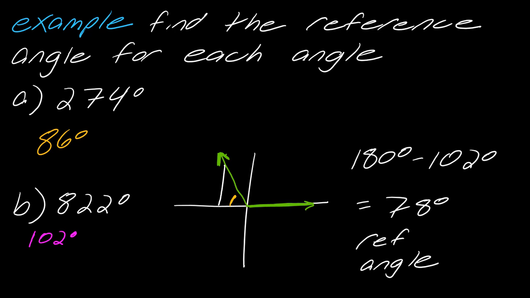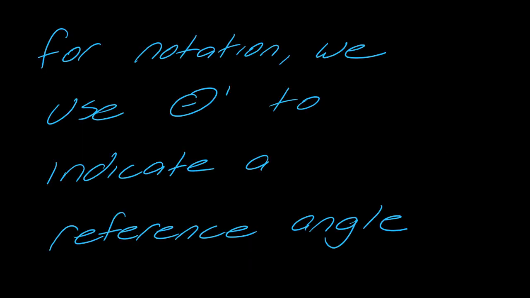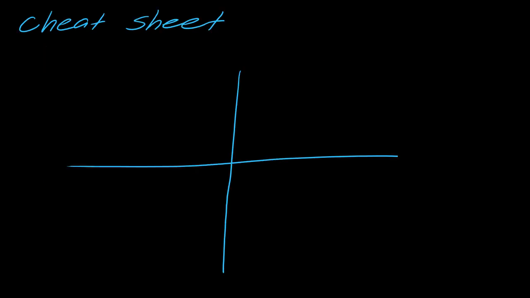Now I'm going to show you what to do with that in a few minutes, but I want to keep talking for a little bit. For notation, we use this theta prime to indicate that we have a reference angle. And then I just wanted to give you a really quick cheat sheet of what subtraction do you do? If you're in quadrant 1, you can just use theta, of course. You don't have to do this if you're between 0 and 90 degrees.